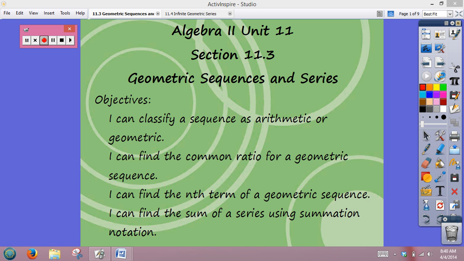In this lesson, we are going to classify a sequence as arithmetic or geometric. We are going to find the common ratio for a geometric sequence, and we are going to find the nth term of a geometric sequence. We will also be able to find the sum of a series using summation notation.